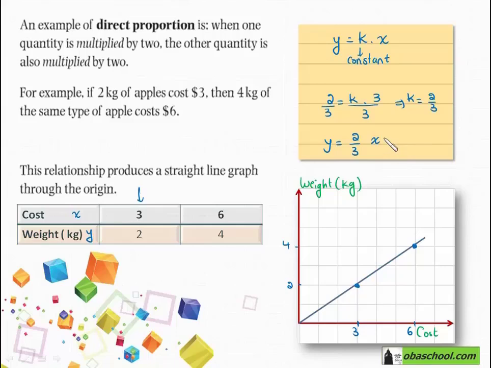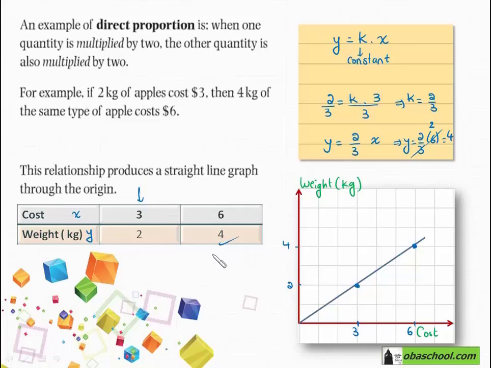Now if we substitute the value of x by 6 in the equation y equals 2 divided by 3 times x, y will be equal to 2 divided by 3 multiplied by 6. The 6 will be divided by 3 and the answer is 2. Then we multiply 2 by 2, y equals 4, which is true. Also, we can complete the table by substituting one of the values, which is x or y, to get the other one.